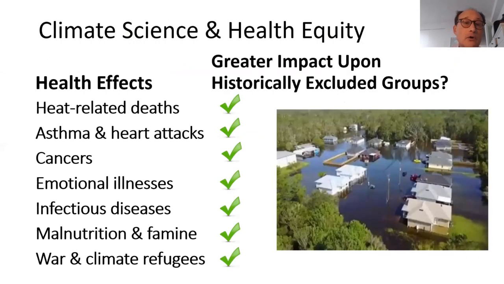So do each of these health effects have greater impact upon historically excluded groups? Absolutely. Heat-related deaths, because poor socioeconomic groups are going to have substandard health care, but also substandard places to live and work. The air conditioners are more likely to fail. The infrastructure of electricity is less likely to get to the homes. More asthma and heart attacks because of indoor air pollution and more vulnerability in their homes. Increased cancer because of greater exposures to carcinogens in general, and also to fossil fuel emissions. Emotional illness, yes. Infectious disease, yes, because of their neighborhoods having poor infrastructure, famine and malnutrition, and becoming war and climate refugees. All of these will have and are having greater impacts upon historically excluded groups.